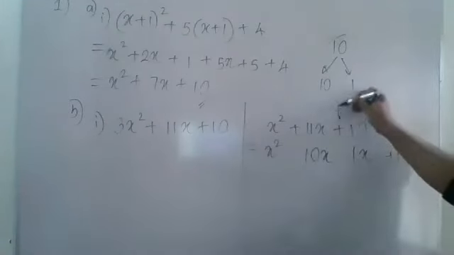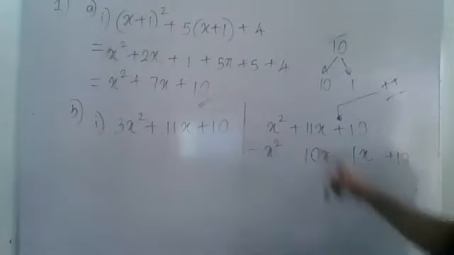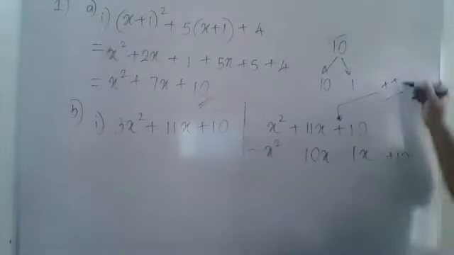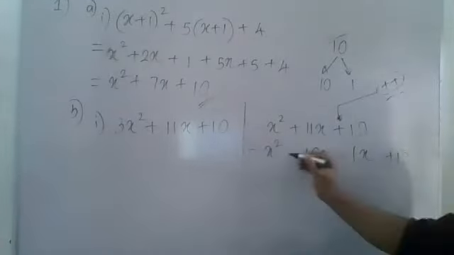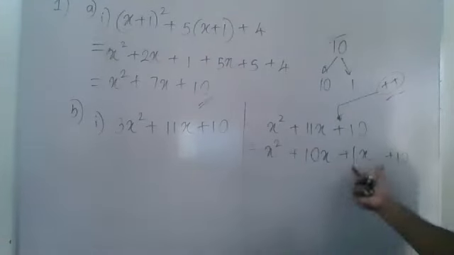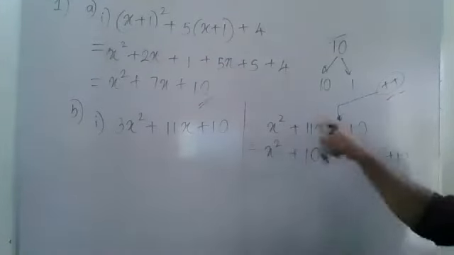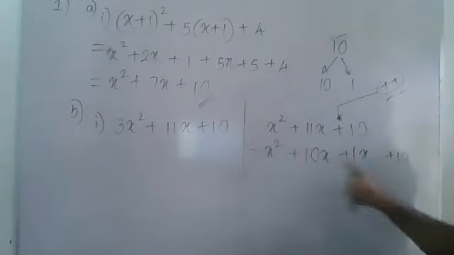But according to the last term's sign, we have to decide the signs. If the last term has plus, then the same sign, either plus or minus, comes in front of the 2 terms we wrote. Because the question has plus 11x, we have to write plus. If there were a minus 11x, we could have written minus, because minus 10x minus 1x may give minus 11x. But there was plus 11x, that's why I wrote plus.